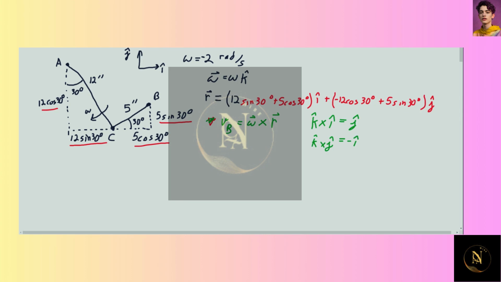So when we put that omega in and cross it with our R vector, and after putting the 12 times the sine of 30 degrees and all of that into our calculator, we are left with a velocity of negative 15.8 in the i hat direction, minus 20.7 in the j hat direction. And of course, this is in inches per second according to the units given.